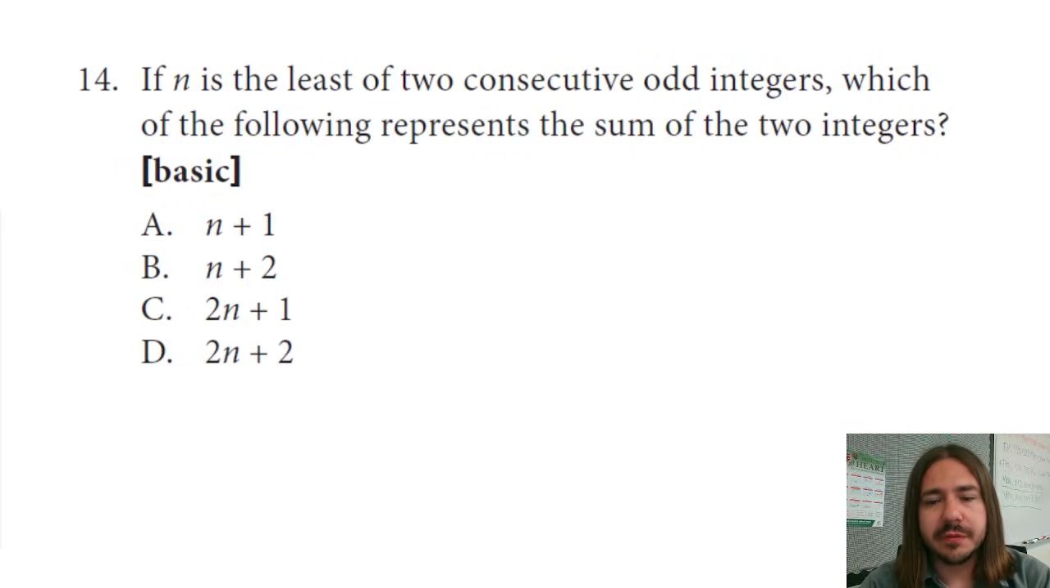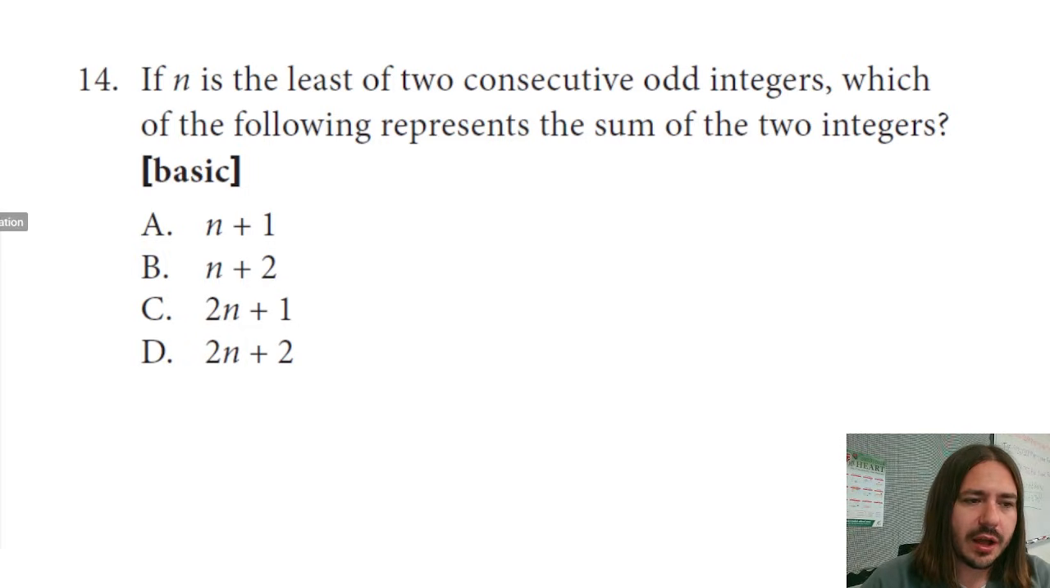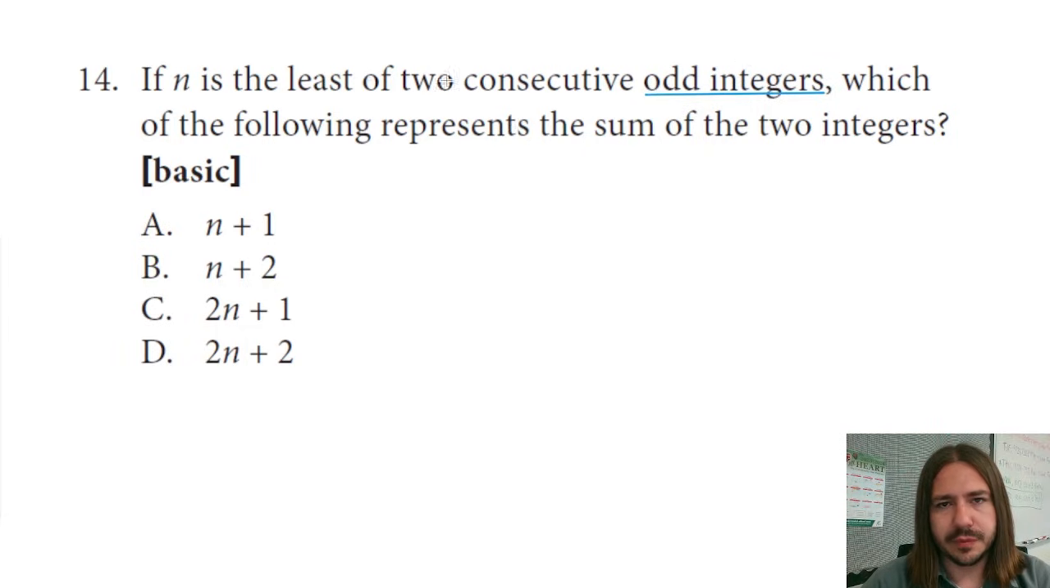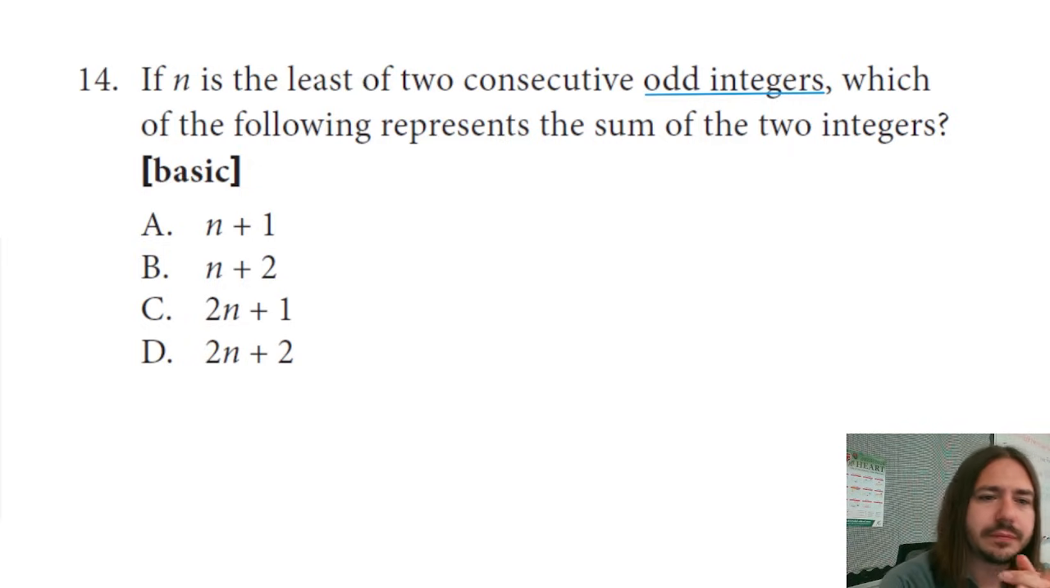Number 14 says if n is the least of two consecutive odd integers, which of the following represents the sum of the two integers? So odd integers are going to be whole numbers that are not divisible by 2. So we're talking numbers like 1, 3, 5, 7, 9. Really, it's every other number, starting with 1.